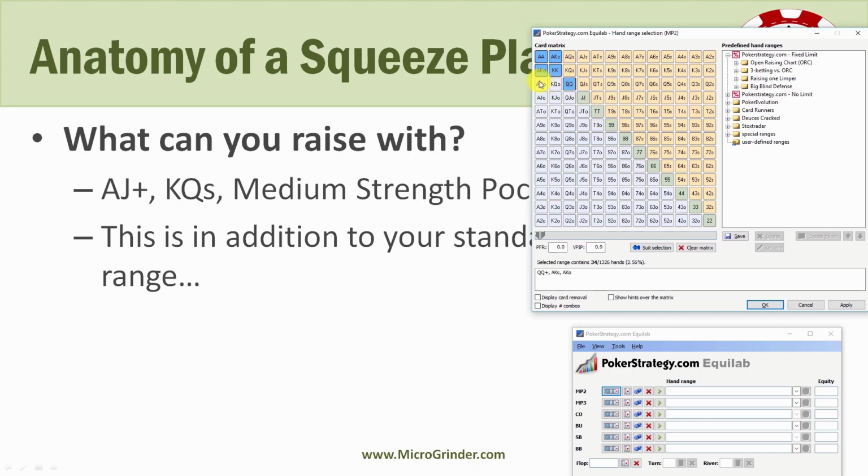So we can include ace queen, we can include ace jack, pocket jacks, pocket tens, pocket nines, pocket eights, maybe even down to pocket sevens, depending on how bad and how loose the initial raiser and the caller are. And maybe even king queen. It all depends really on table dynamics and how loose of a squeeze you think you can get away with.